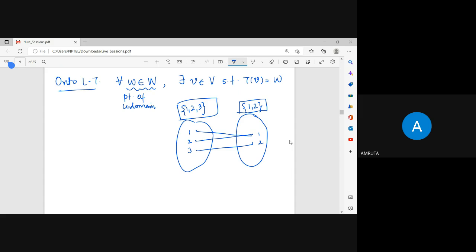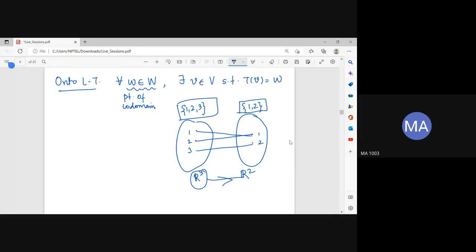Okay, so we can talk about R3 to R2. Now I can think of this as R3 to R2. Can it be 1-to-1? No, there are too many elements here. I have to map everything into this smaller set, so it cannot be 1-to-1, right?